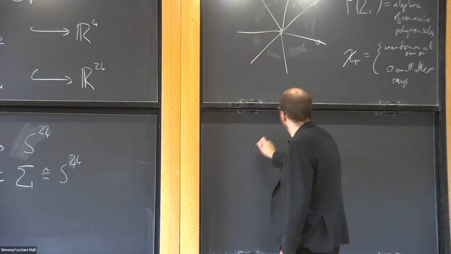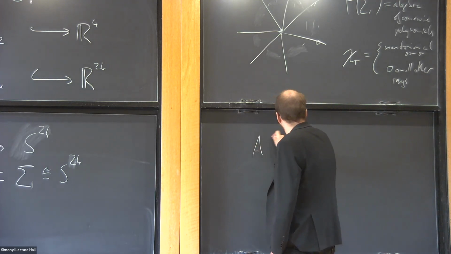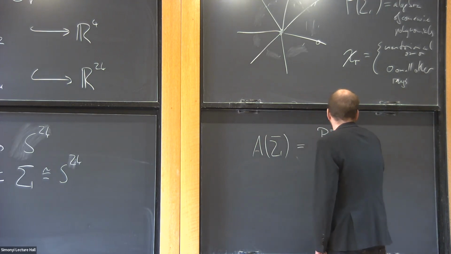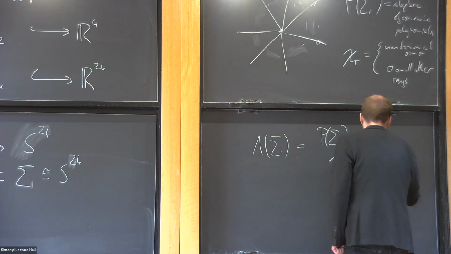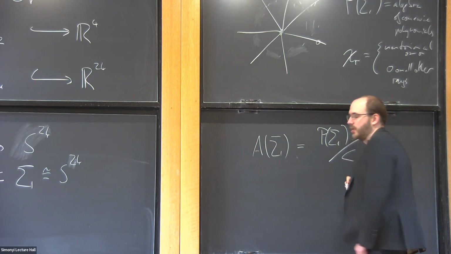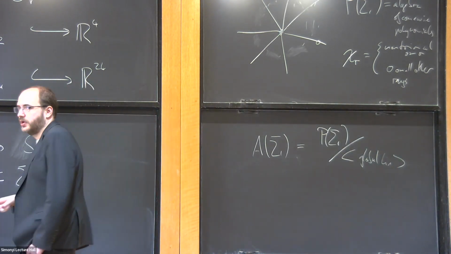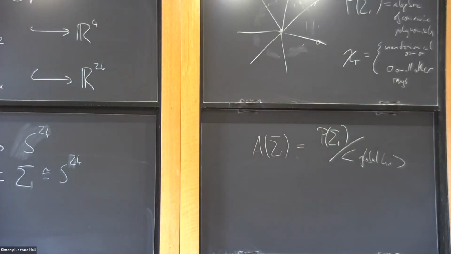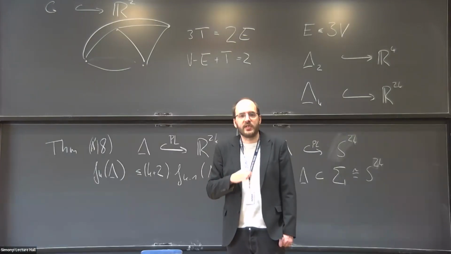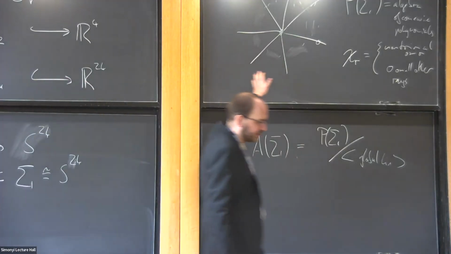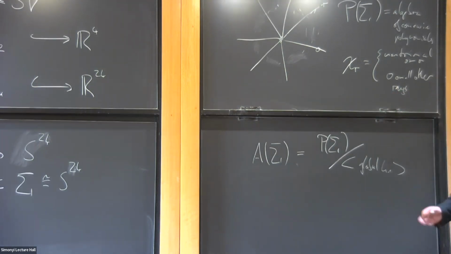So let me define A of R, or A of sigma. This is the quotient of P of sigma by the global linear functions. I take the ideal generated by the global linear functions. Now this object turns out to be a finite dimensional object as a vector space. If you want to be a commutative algebraist, P of sigma was finite codimension. This here is really a finite dimensional object.